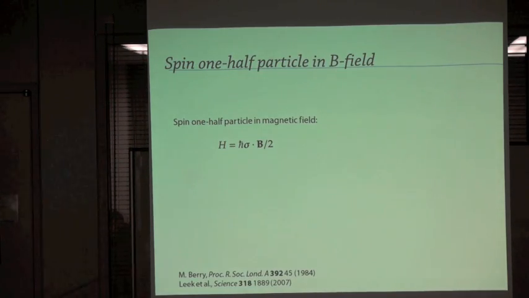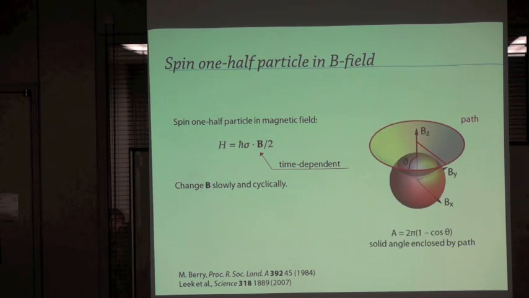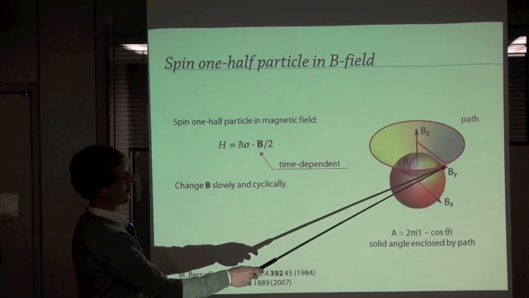I'll now consider a more specific example, namely the spin-half particle sitting in a B field. That's the Hamiltonian describing it. Now we make it time dependent. So we make a B that changes with time. And we do it in such a way that it changes slowly and that it changes in a cyclic manner, meaning that B after some time goes back to its original value. It's not a coincidence, but we choose a nice path like this.